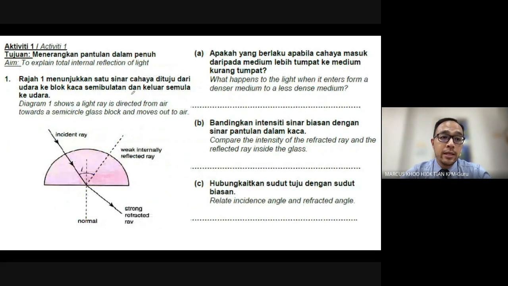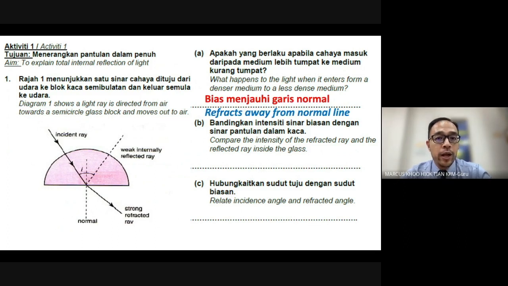So in this case, we have a light ray that is inside the glass and is going to go out into the air. As you can see here, this angle is smaller and here the angle is bigger. So we say this is moving away from the normal line. So what happens to the light when it goes from a denser medium to a less dense medium, more to less, is that it bends away from the normal line.